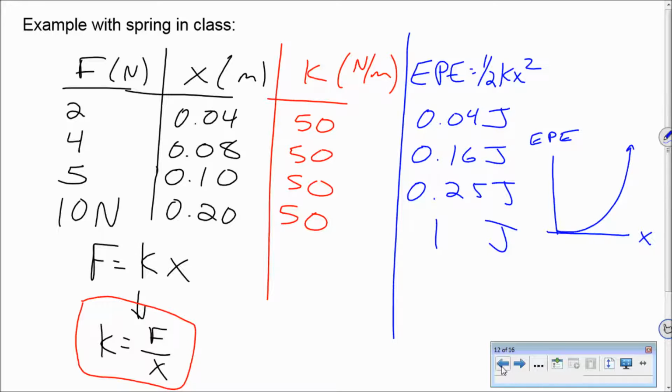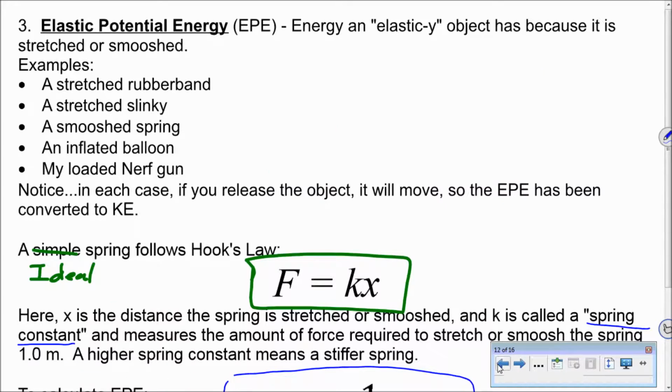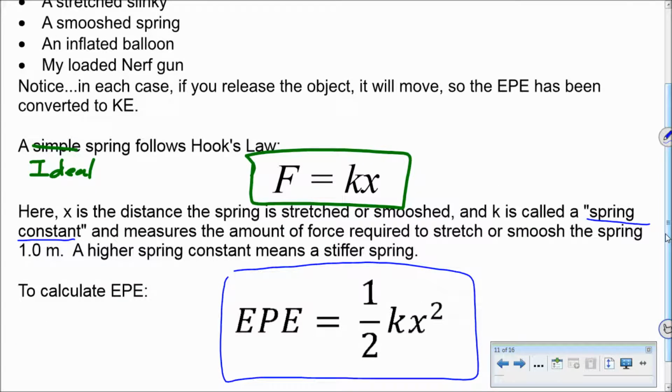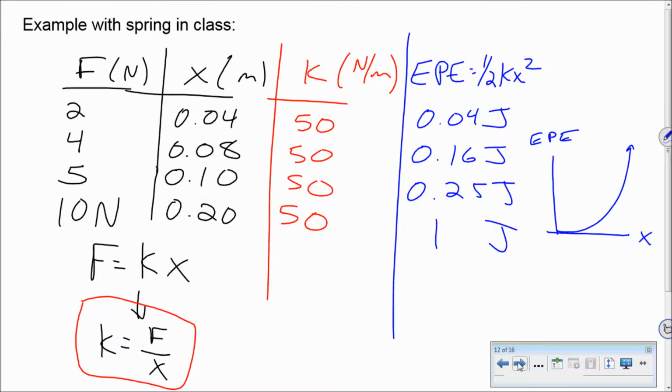All right. And I guess I should point out that there's no reason why, for example, if I gave you EPE and k, you couldn't find x, right? Just by using some algebra. That is the goal, yes.